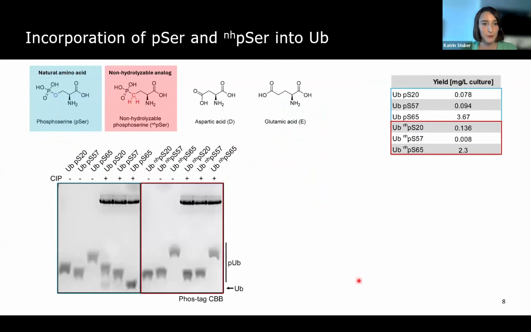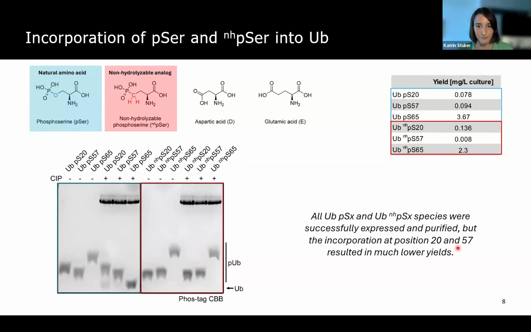And in the end, we could create all of these ubiquitin variants phosphorylated at position 20, 57, and 65 with the natural phosphorylation and the non-hydrolyzable phosphorylation. And if we add phosphatase here, we can see that it's nicely stable, whereas for the non-hydrolyzable variant, we get the shift to lower molecular weights. However, the yields for these other two sites were really low.